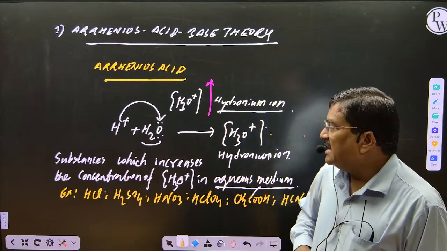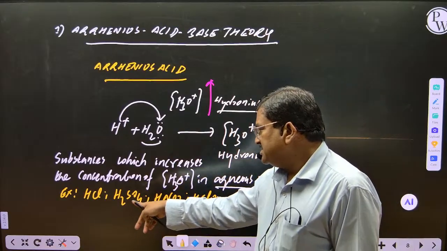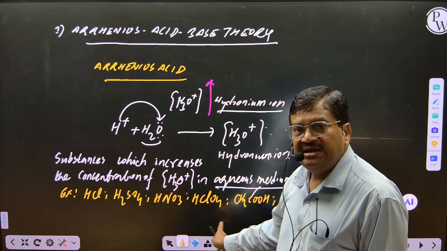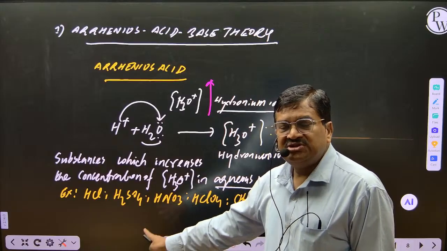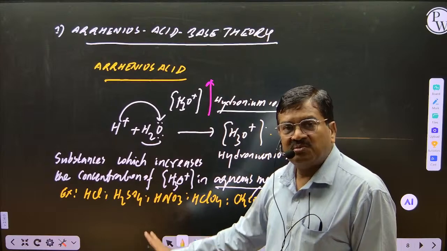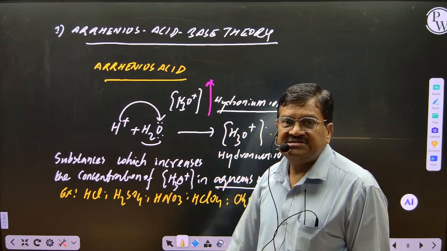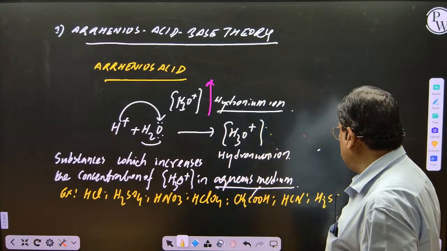Clear? Now write Arrhenius base. Copied all of it? Whichever substances have H, they all come under Arrhenius acid, like HCl, H2SO4, HNO3, HClO4, acetic acid, H2S, carbonic acid. All H-containing acids come under Arrhenius acid. Understood that? Now write Arrhenius base.